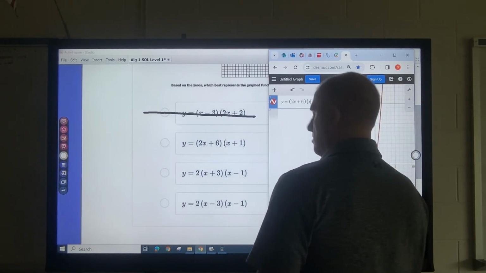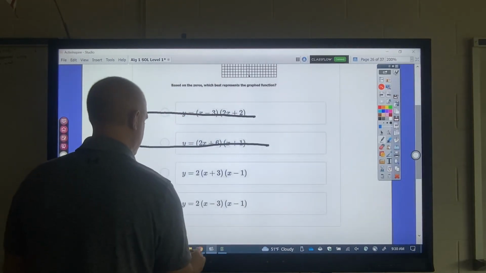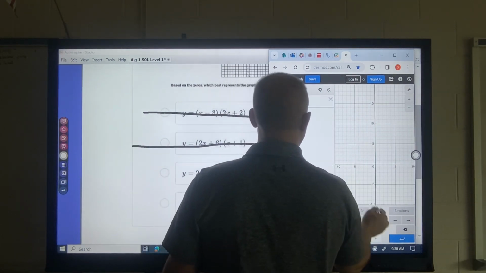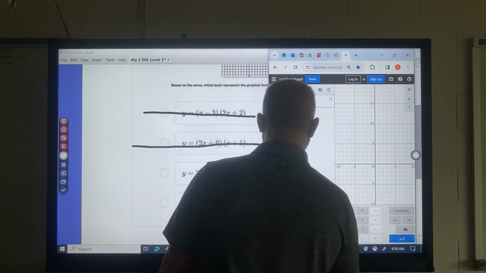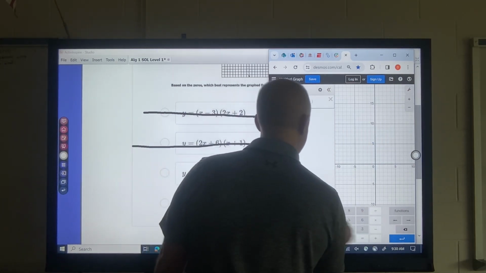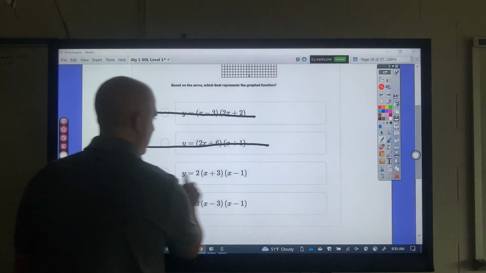All right, obviously that one's not my answer. Then I'm going to put 2. Oh, whoops, let's do it this way. Y equals 2, x plus 3, x minus 1. That is not my answer. It's not, my graph's not even on that side.